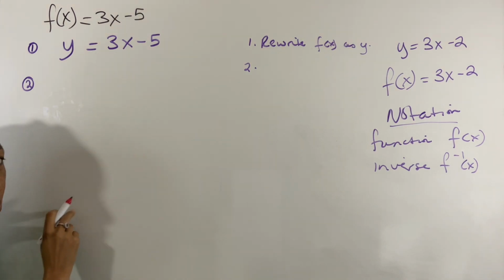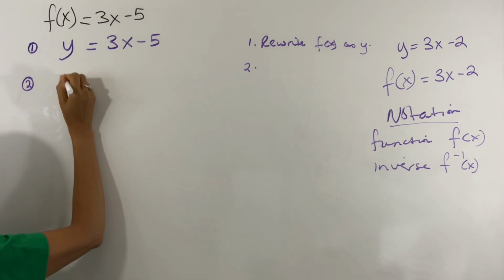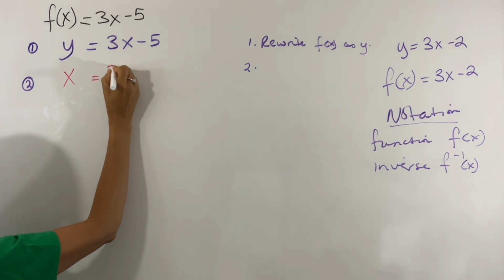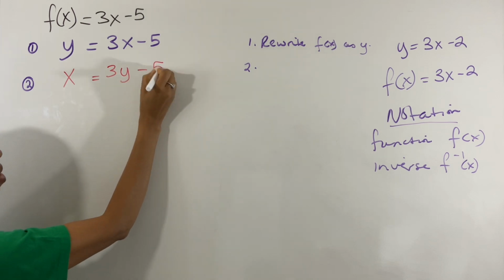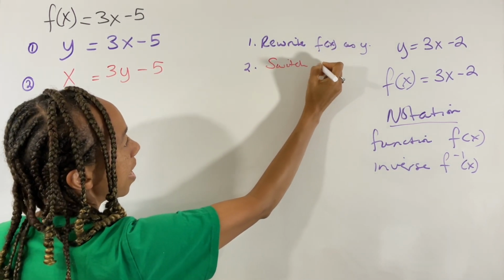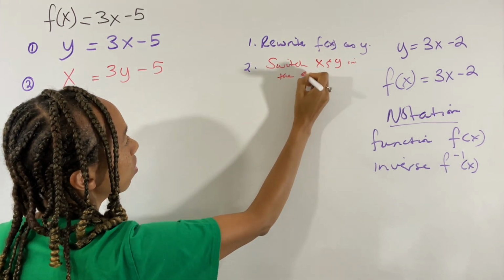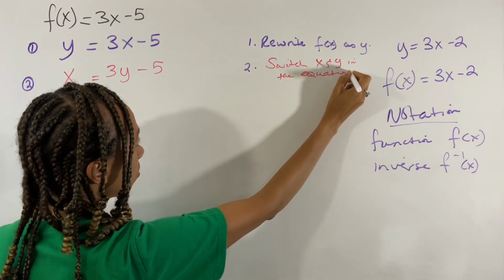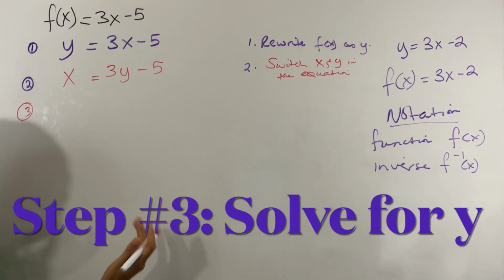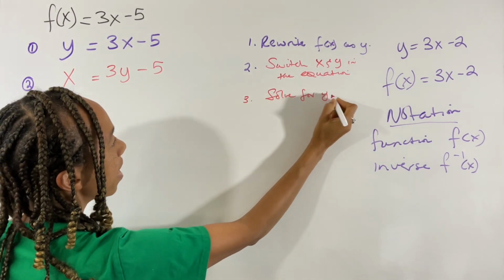Step number 2, we are going to switch our x and y in the equation. So we have y here, we're going to switch it with x, and we're going to switch our x over here with y. Step number 3, we're going to solve for y.